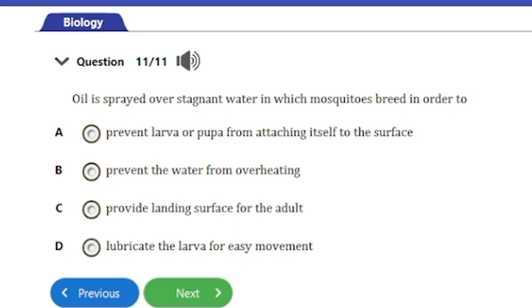Question number 11. It says, oil is sprayed over stagnant water in which mosquitoes breed in order to A, prevent larva or pupa from attaching itself to the surface, B, prevent the water from overheating, C, provide landing surface for the adult, and D, lubricate the larva for easy movement. So guys, the answer to this question is option A here, and that's to prevent the larva or pupa from attaching itself to the surface.